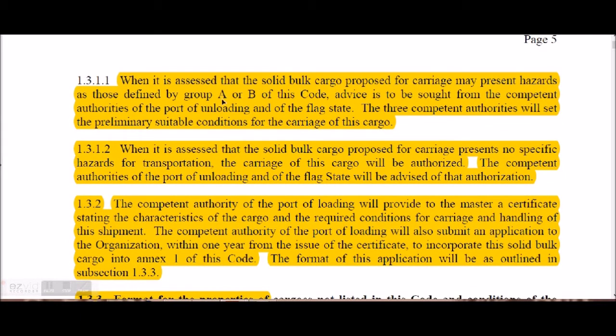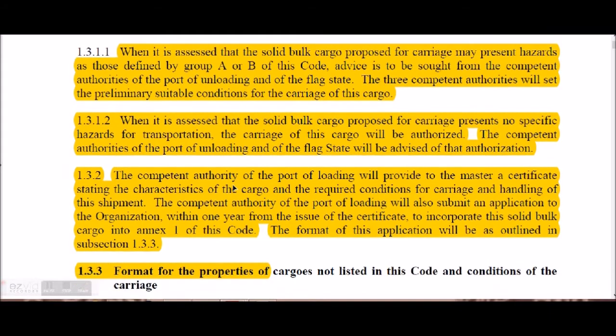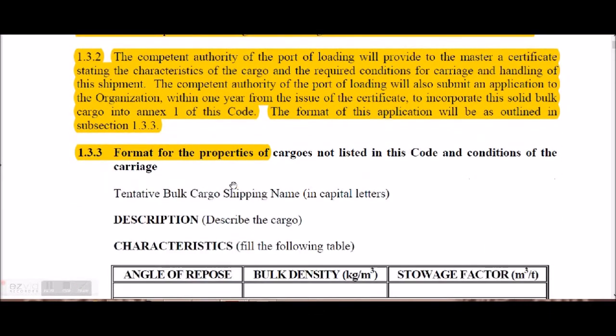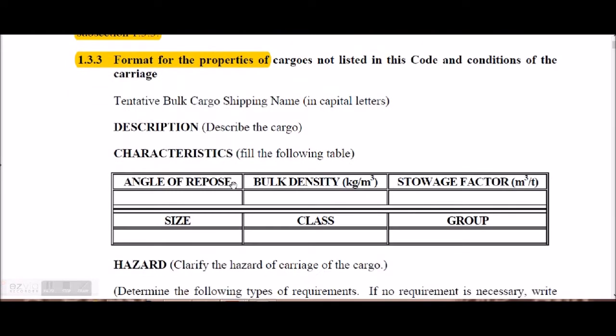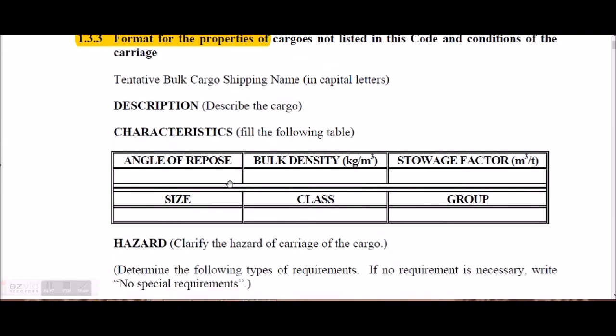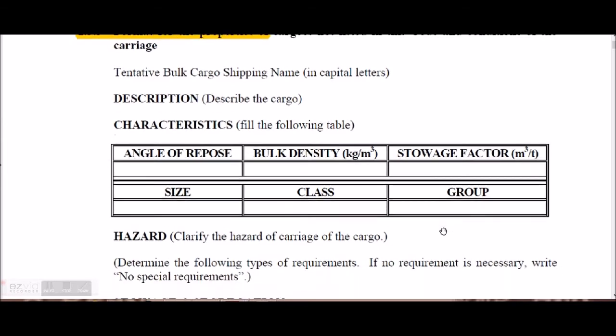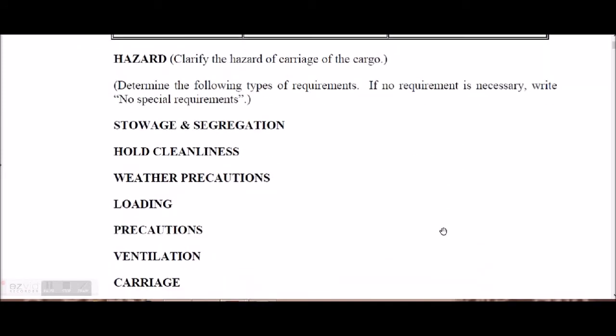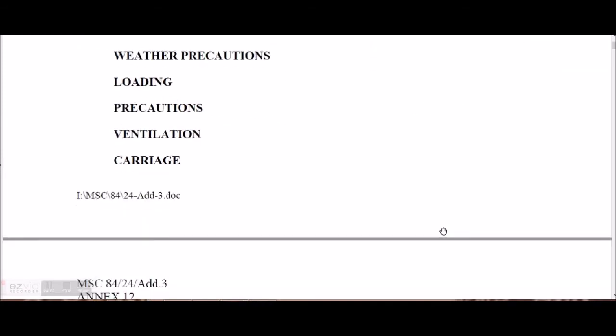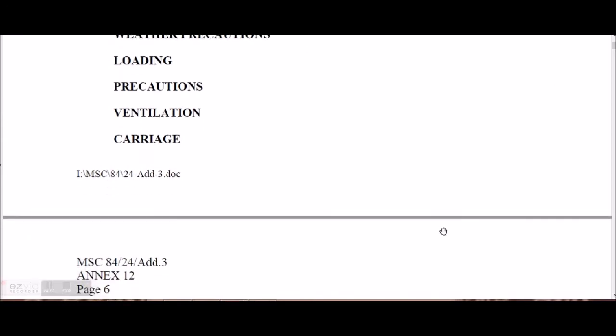Ascertaining the group, when there is ascertaining hazard related to group A and group B, the definitions will come down. So there's nothing, just have a glance at these things. Format for the properties of the cargo. So this is how it has been described in this format: tentative bulk cargo shipping name, then description, characteristics, angle of repose, density, stowage factor, size, class and group, like this. Then hazards will come, then stowage and segregation, hold cleaning, weather precautions, loading precautions, ventilation, carriage.